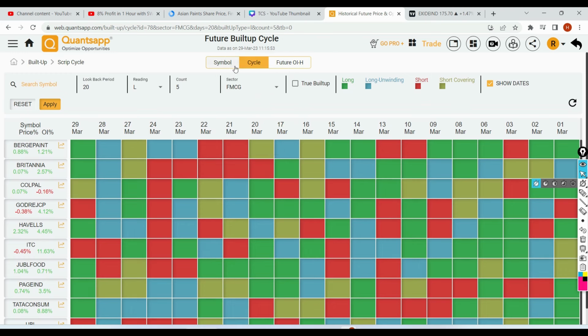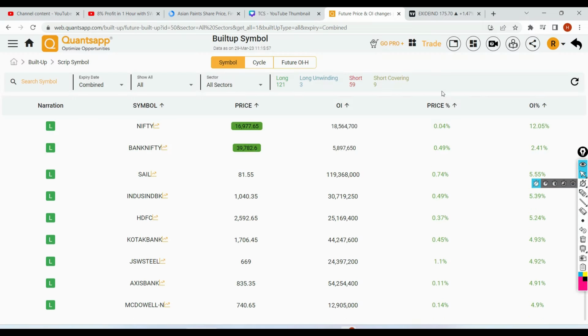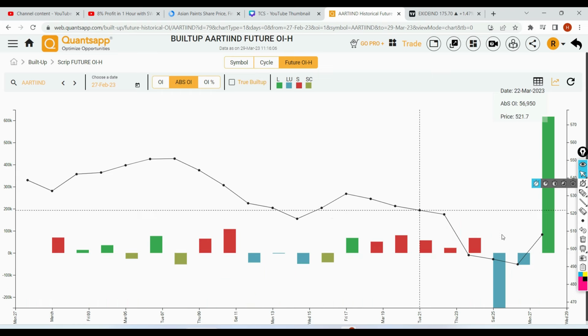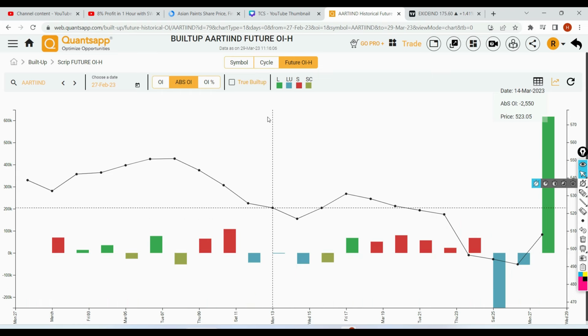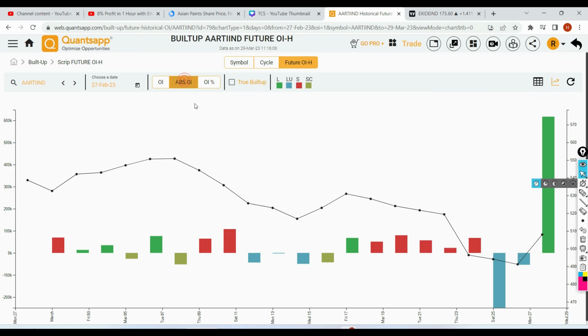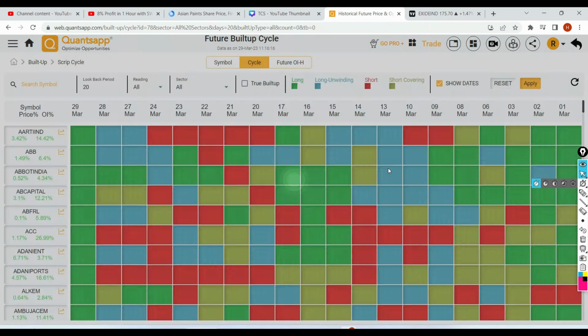And the other thing is you can search individual symbols also. There is also something called future OI, which gives you a graphical representation if you want to see the absolute OI. So you have to explore the tool, there are too many features. You can see the open interest, the absolute OI, the normal OI, and the entire life cycle.